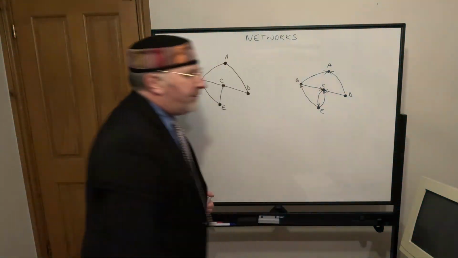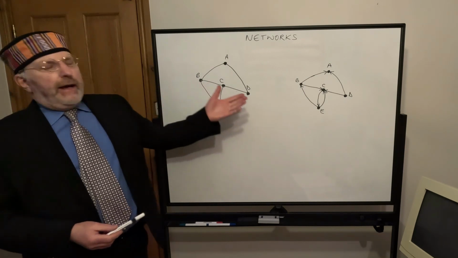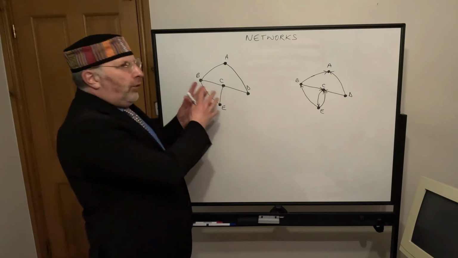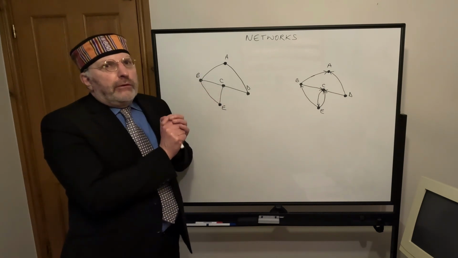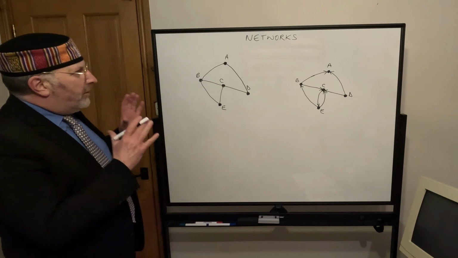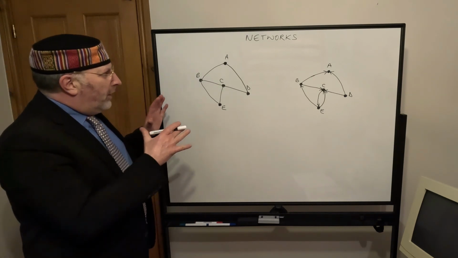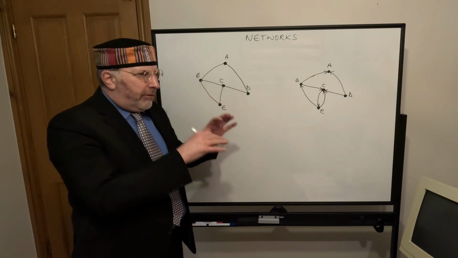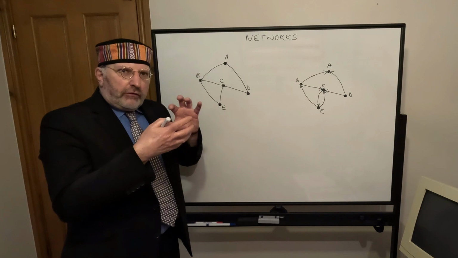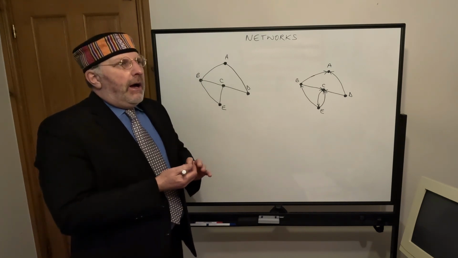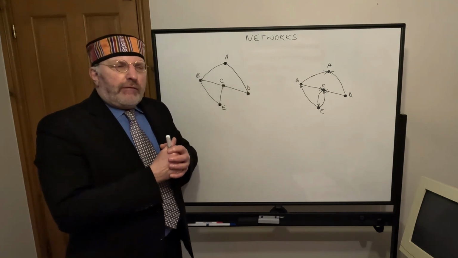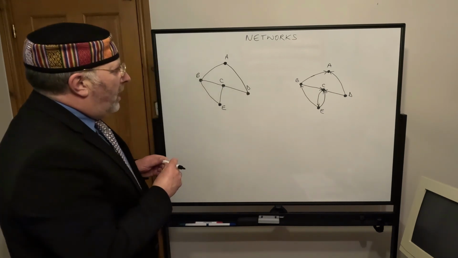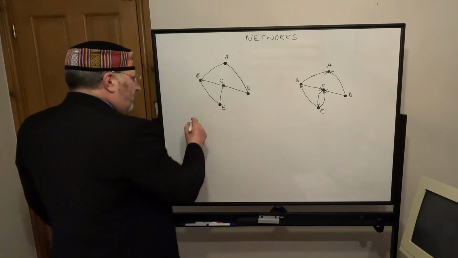Now, there are two key things that people are interested in when they're looking at networks. The first is, which are the important nodes? And the second thing is, what clusters or subgroups exist within the network. These would be groups of nodes that are tightly connected to each other and not necessarily so well connected to the rest of the network. Those two things are the main points of interest with networks.